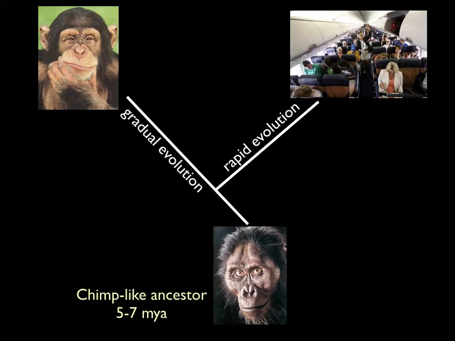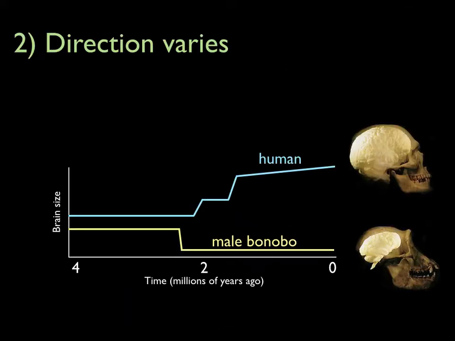So just keep in mind that just because the same amount of time has passed between two species and their ancestors, the rate of change might have varied between species and the ancestor population. The other thing to keep in mind is that the direction of change varies, and the direction of change does not include any value. So this is a comparison of the change in brain size between human evolutionary history and male bonobo evolutionary history.